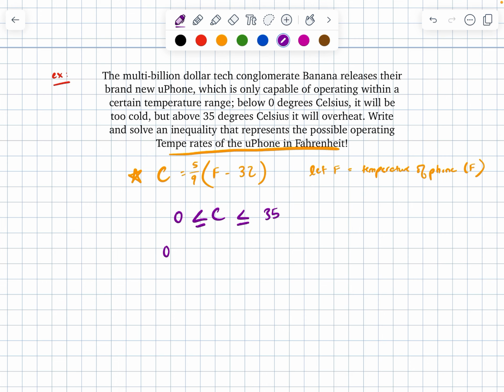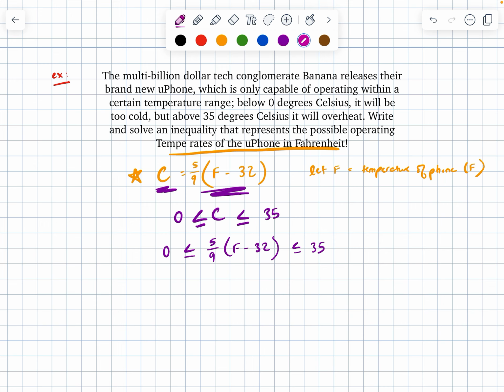But again, I don't want temperature in Celsius. I want temperature in Fahrenheit. So I'm going to take my Celsius, I'm going to replace it with my Fahrenheit. I know that 5/9 of F minus 32 needs to be sandwiched between these two numbers. Fantastic. If you got this inequality, amazing. If you solved it already, amazing. Don't bother pausing. If you need a little bit of time to solve, give yourselves a 2-minute timer, put a pause on the video. Let's solve for F, and then we'll come back.